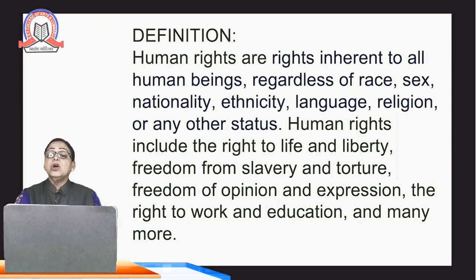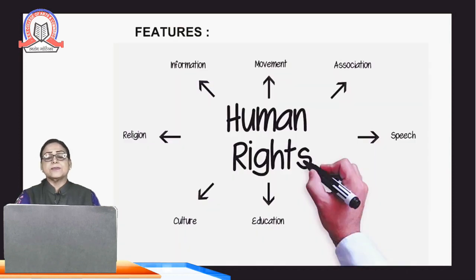Let's define. Human rights are rights inherent to all human beings, regardless of race, sex, nationality, ethnicity, language, religion or any other status. Human rights include the right to life and liberty, freedom from slavery and torture, freedom of opinion and expression, the right to work and education, and many more rights. Now let us try and understand what are the basic features coming under human rights.